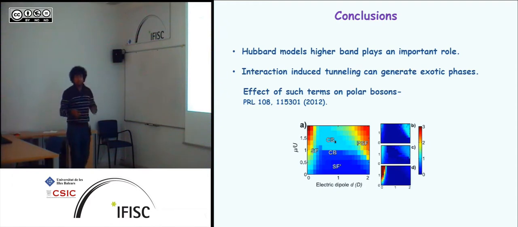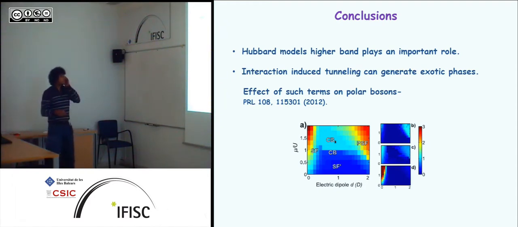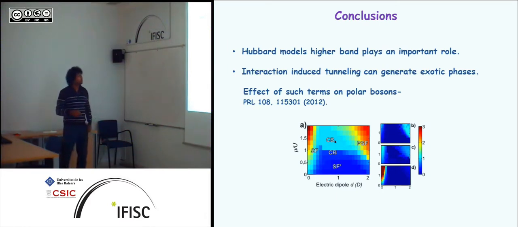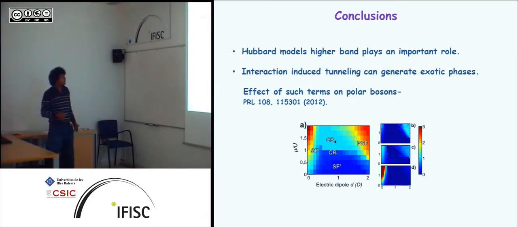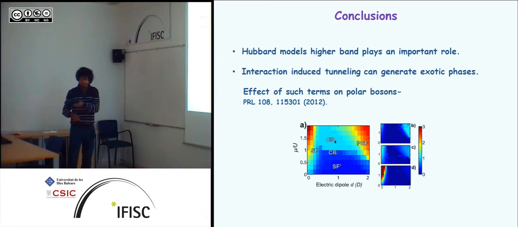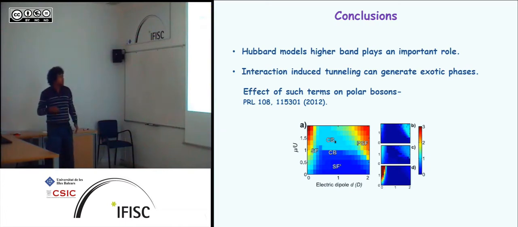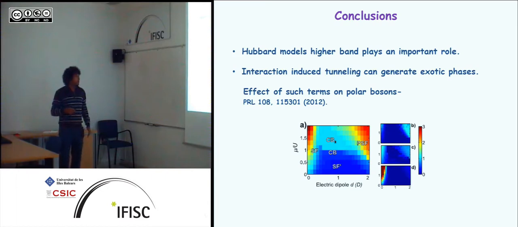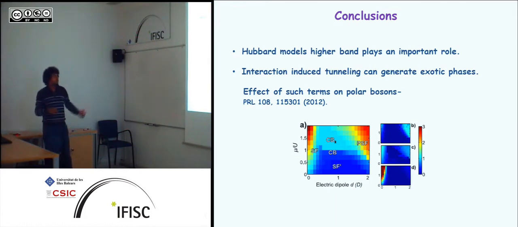So this I will finish, because I think it's already been more or less 40 minutes. The main point of all of this is that these Hubbard models, when we are doing this physics with ultracold atoms, have a very interesting role to play. Most interesting is that they can have a tunneling which comes from the interaction basically. But this can change the phases, and this was true for fermions.